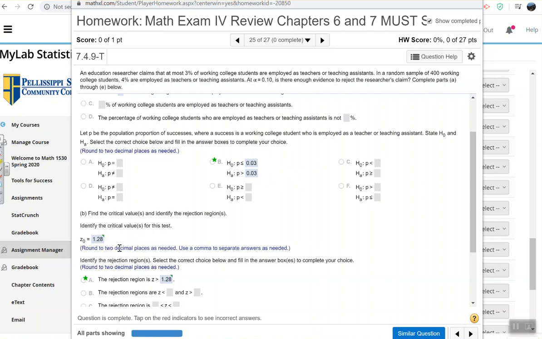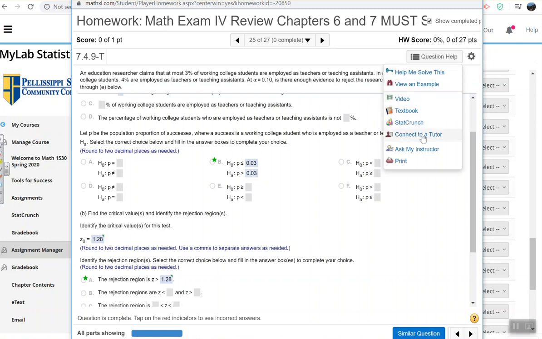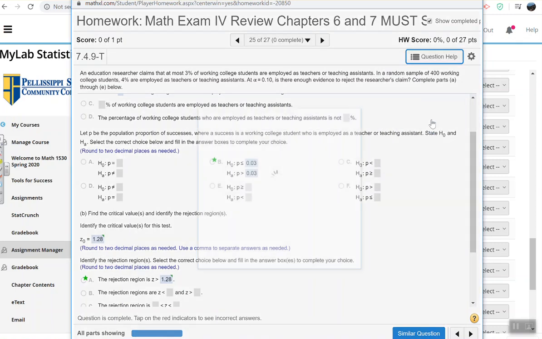So the way that we do that is we have to first know what kind of a test we are running, and that is figured out by looking at the alternative hypothesis and seeing that this is greater than. So that means we are in the right tail. This is a right-tailed test. So what we do is we go to StatCrunch and open up our normal calculator.